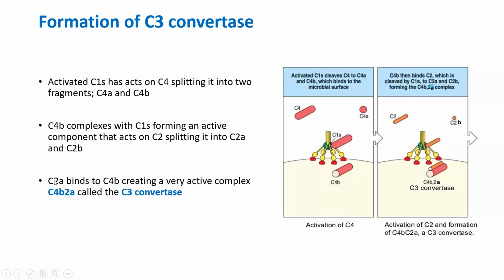Therefore, the C2a together with the C4b will merge together to form C4b2a. So we just remove the C. We don't keep on repeating C4b, C2a. We just say now C4b2a. So this C4b2a, remember, comes from the C4b and the C2a. That forms C4b2a, which is also called a C3 convertase.